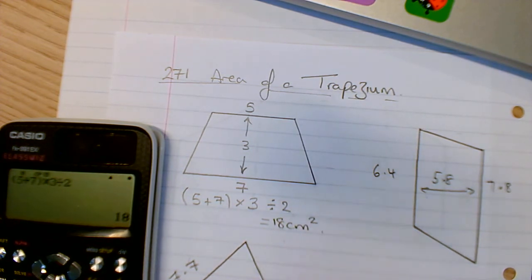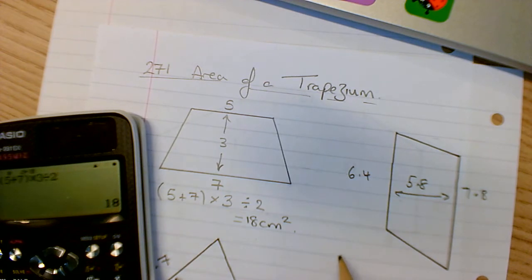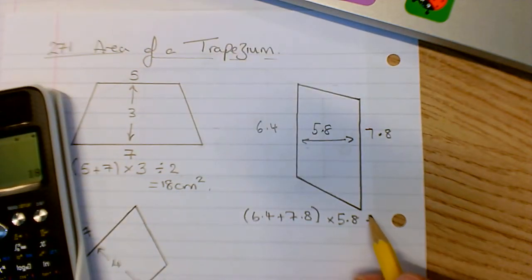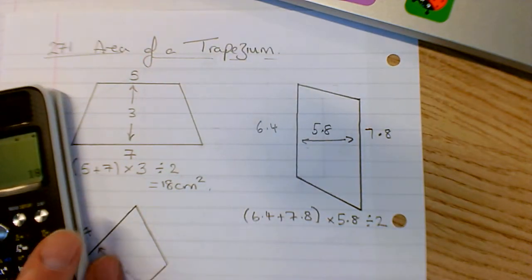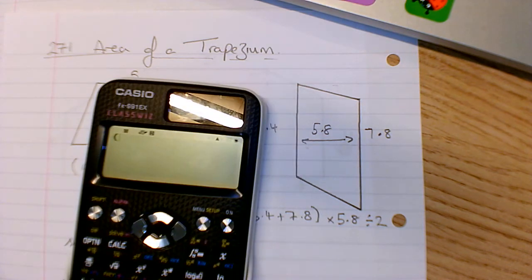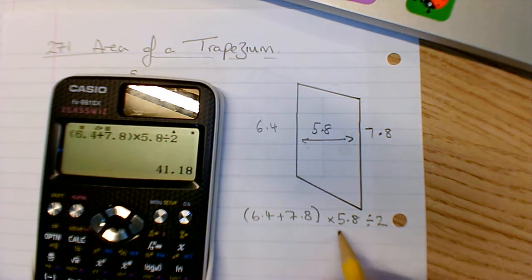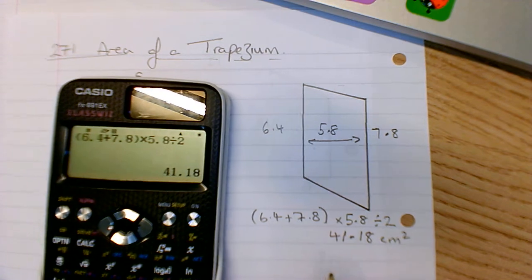Okay, and that's it. So if I look at this one, I've got to add the parallel sides. On the calculator, I'm going to put 6.4 plus 7.8. I'm going to multiply by the distance between them. So the height is 5.8. It's called the height, which is a bit weird because it's on the side. And then I'm going to divide by 2 because you always finish on a trapezium with dividing by 2. So on the calculator, in brackets, I'm putting 6.4 plus 7.8, close my brackets, I'm multiplying by 5.8 and dividing by 2. And I get the answer 41.18, and that'll be centimetres squared because it's an area.